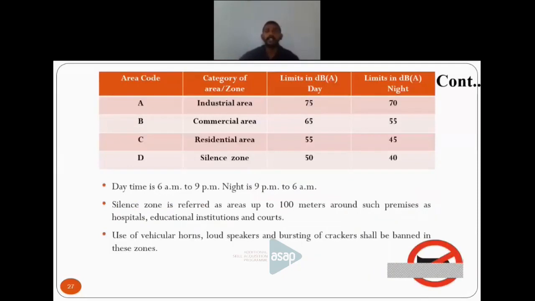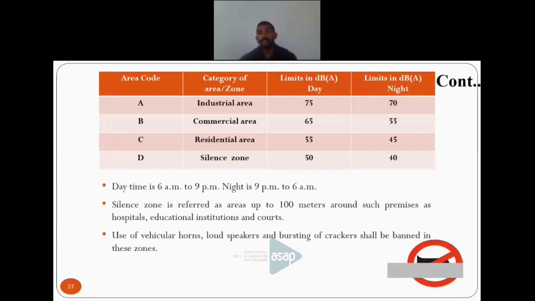And this is the standard given by the Central Pollution Control Board of India. For the industrial area, daytime it is 75 and night it is 70. Day is considered from 6 a.m. to 9 p.m., and night from 9 p.m. to 6 a.m. the next day. For the commercial area it is 65, for the residential area 55, and for the silent zone it is 50 during the day and 40 at night.